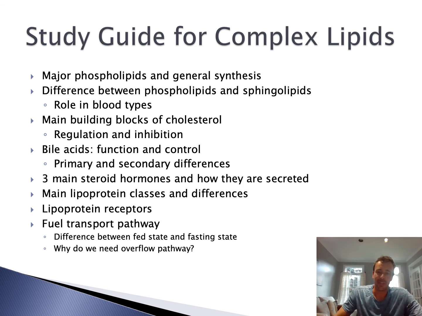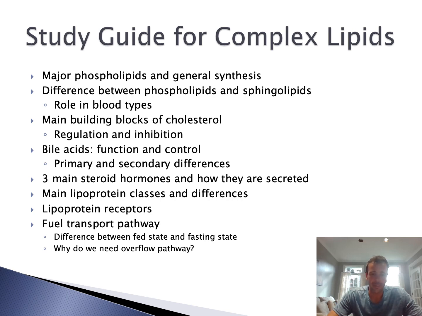The difference between phospholipids and sphingolipids, I harped on a little bit. That could come up as well. The role of sphingolipids in blood types is an important point I've made. The main building blocks of cholesterol, HMG-CoA reductase came up a lot. That could show up on the exam. How cholesterol is regulated, how it's inhibited. Again, HMG-CoA reductase being a target there.